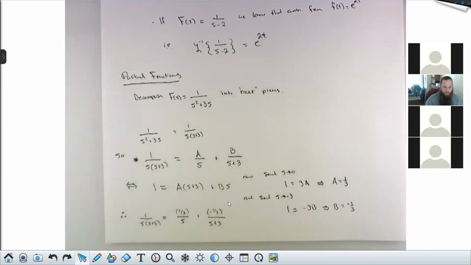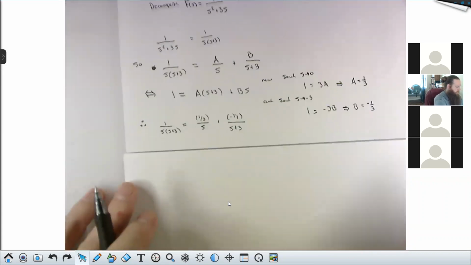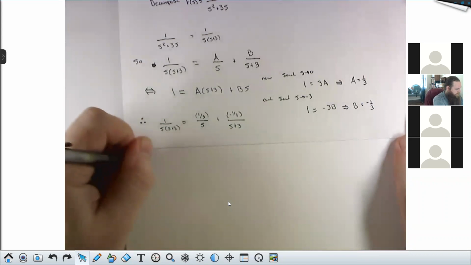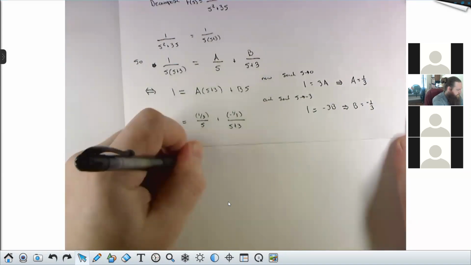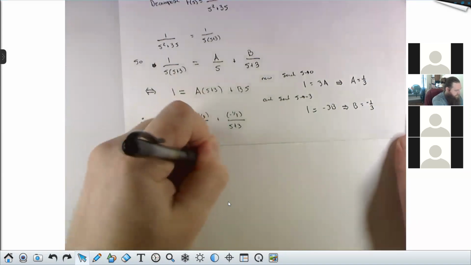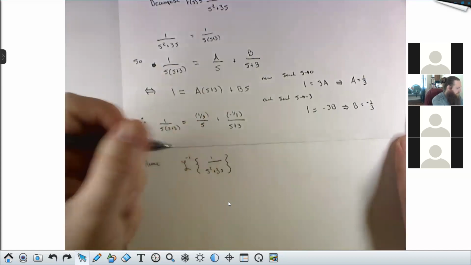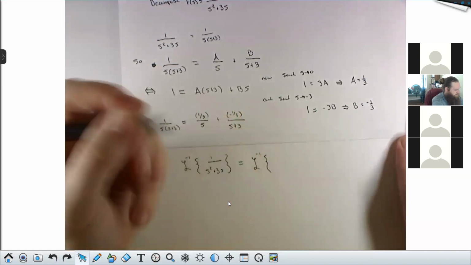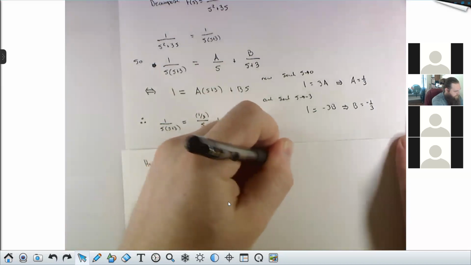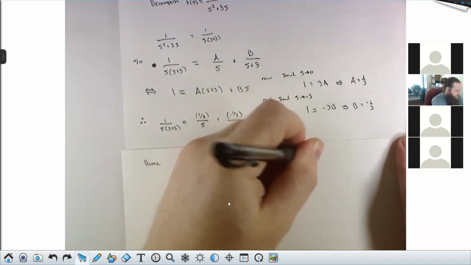And now if I want to take the inverse Laplace transform of my function, hence the inverse Laplace transform of 1 over s squared plus 3s is equal to the inverse Laplace transform of 1/3 over s plus -1/3 over s plus 3.